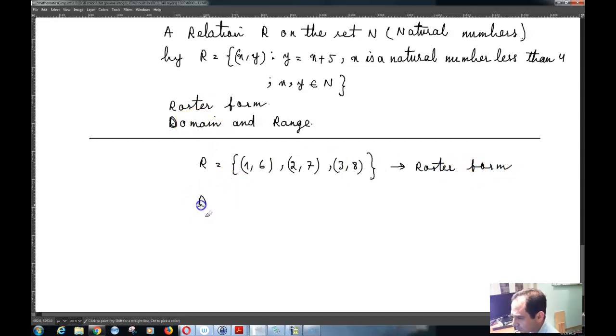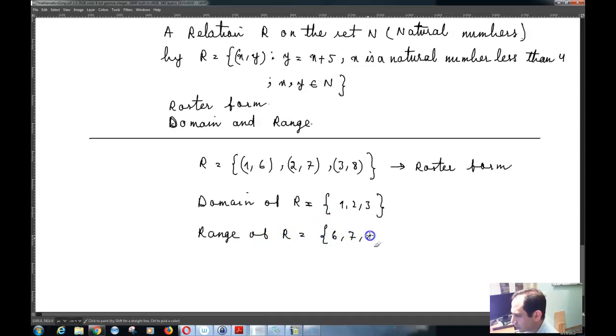Now the domain of R is equal to {1, 2, 3}, and the range of R is equal to {6, 7, 8}. That's the answer. So the pairs are (1, 6), (2, 7), (3, 8). The domain is 1, 2, 3 and the range is 6, 7, 8.